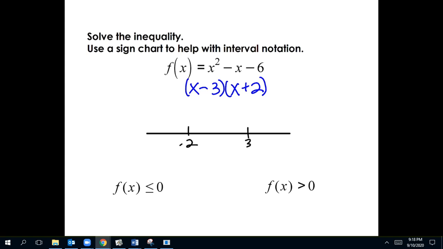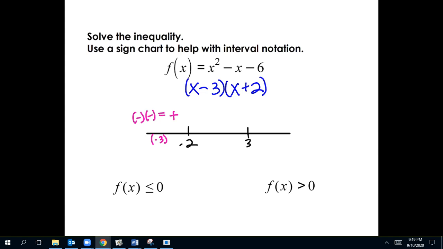Then we choose values in all the different spots to see what makes this true. So I'm going to start with negative 3. I like to just put a little note to what value I picked. I always just go the number right below. And I'm going to plug negative 3 in for x, and all I care about are the signs. Is this positive or negative? So if I do negative 3 minus 3, that's a negative. If I do negative 3 plus 2, that's also a negative. And a negative times a negative is a positive. So that's all we really care about.